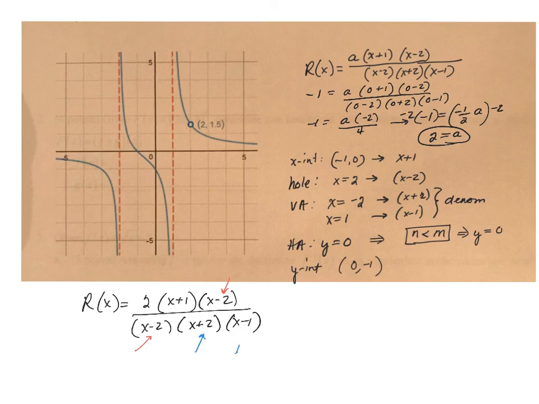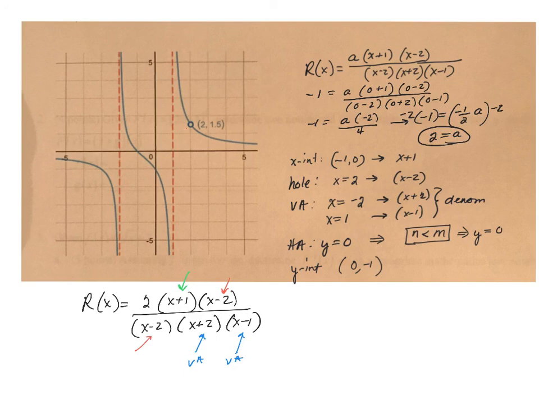So at -2 and +1, I'd have vertical asymptotes. Mark those. And then finally, in the numerator, x plus 1 tells me I have an x-intercept at (-1, 0). And of course I do.